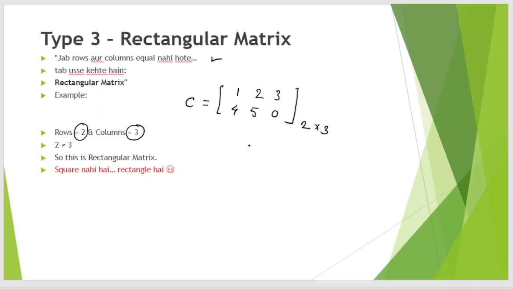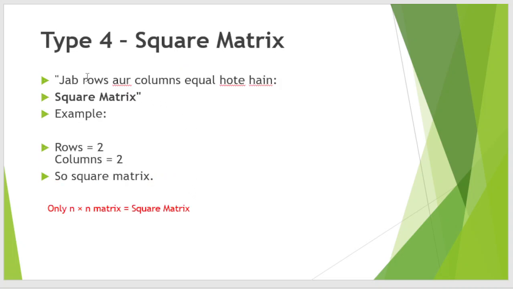Remember, there are 2 rows and 3 columns, they are not equal, right? They are not equal, so we are going to call it as a rectangular matrix. Square nahi hai. Rectangular means square nahi hai, right? Square nahi hai. Clear? Next, type number 4, square matrix.